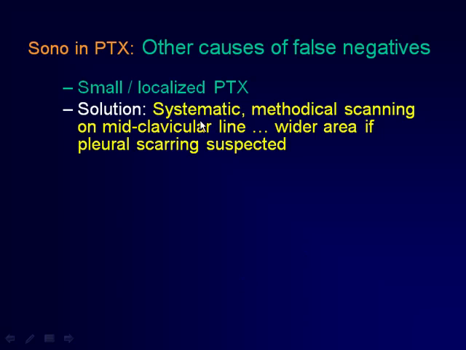If one has a high index of suspicion for pneumothorax, it's important to scan a wide area, and if necessary, scan areas outside of the mid-clavicular lines that I've described as being the basic essential component of the exam. But if there's a high suspicion of pneumothorax, anywhere on the chest can legitimately be scanned, looking for absence of sliding.